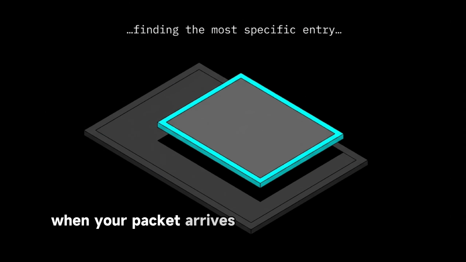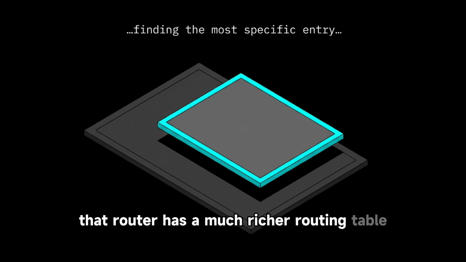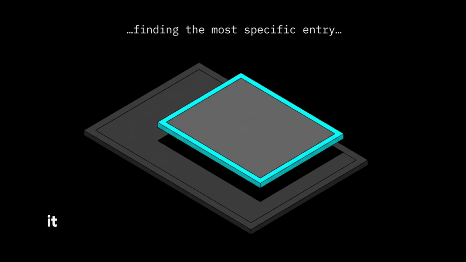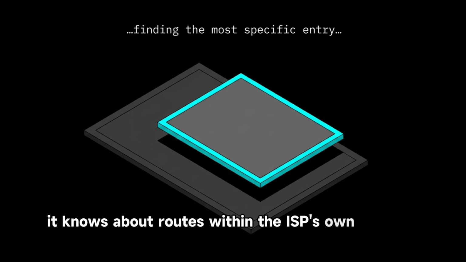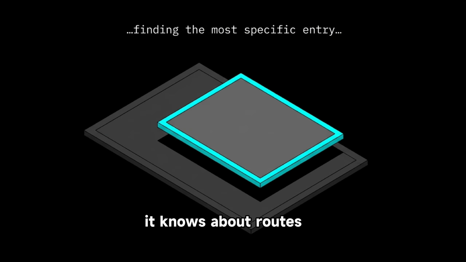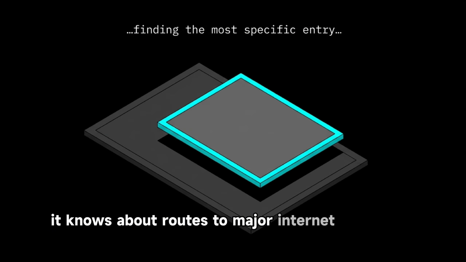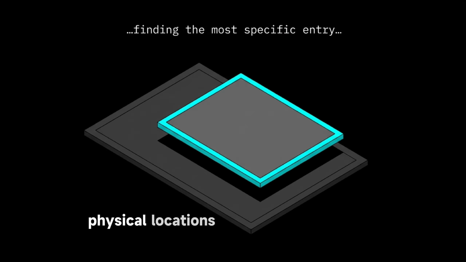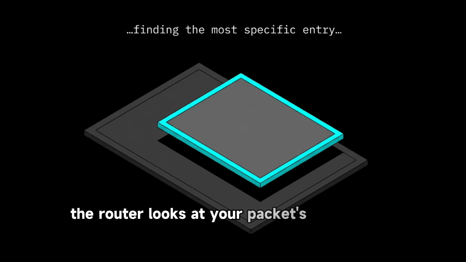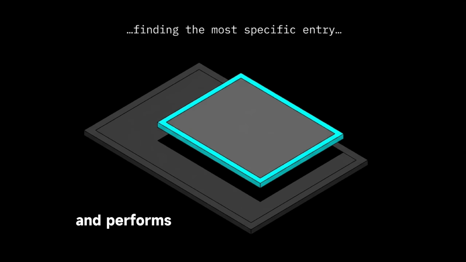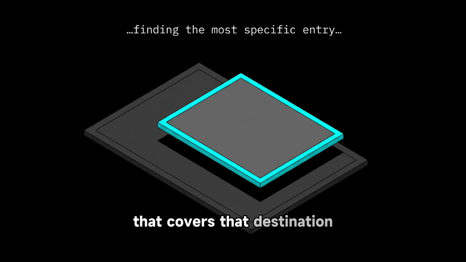When your packet arrives at your ISP's first router, that router has a much richer routing table than your home router did. It knows about routes within the ISP's own network. It knows about routes to other ISPs they've connected to. It knows about routes to major internet exchanges, physical locations where networks meet and exchange traffic. The router looks at your packet's destination address and performs a longest prefix match lookup, finding the most specific entry in its table that covers that destination.